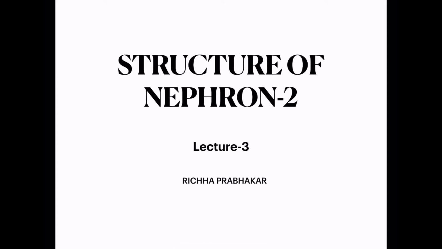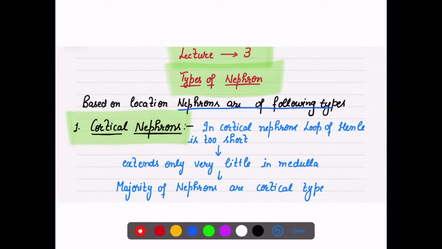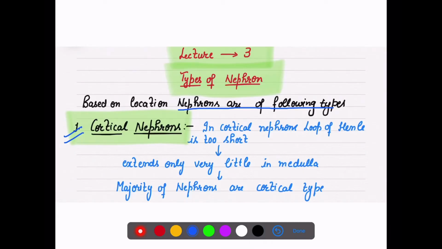Continuing today again with the structure of the nephron. We will talk about more details in the nephron structure, which are going to help us understand the absorption and filtration function of the kidney, right? First, based on the location, nephrons are of two types. In our case, the majority of nephrons are of cortical type. So there are cortical nephrons and juxtamedullary nephrons, but the majority of nephrons are cortical nephrons.